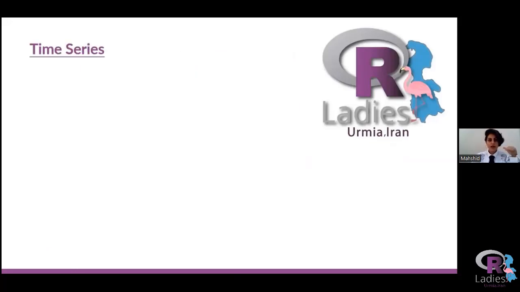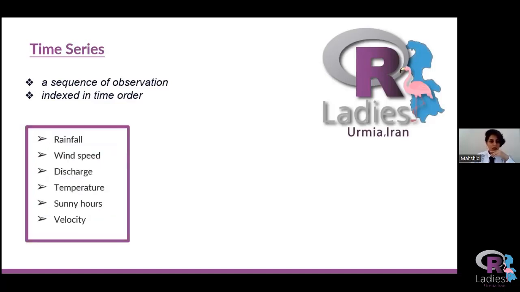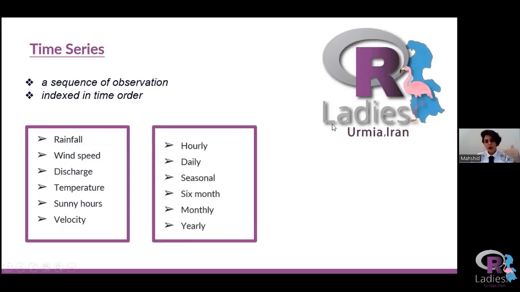First of all, we have a brief definition of time series. A time series is a sequence of observations which are indexed in time order. Some examples of time series in hydrology can be rainfall, wind speed, discharge, temperature, sunny hours, or velocity. They can be categorized into different kinds of time intervals, like hourly, daily, seasonal, 6 months, monthly, or yearly.